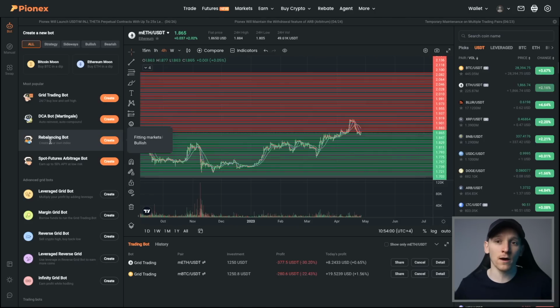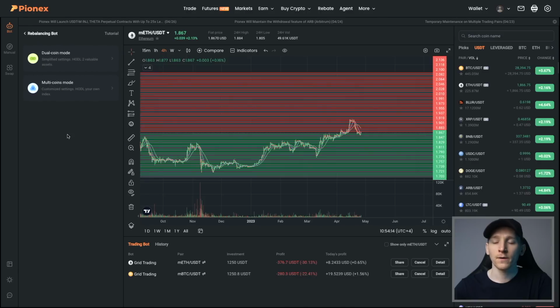Another popular bot is called the Rebalancing bot. This is where you can set up a portfolio of a few different coins, and then the platform automatically rebalances those coins for you. So we'll go through this. It is one of the most popular bots on Pionex. So if we press create right here, you can see there's a dual coin mode or multi-coins mode.